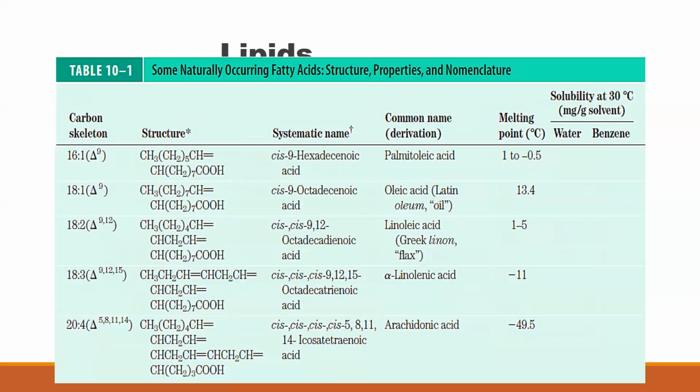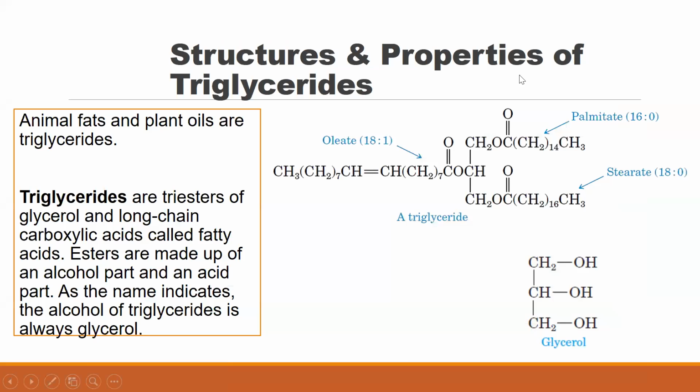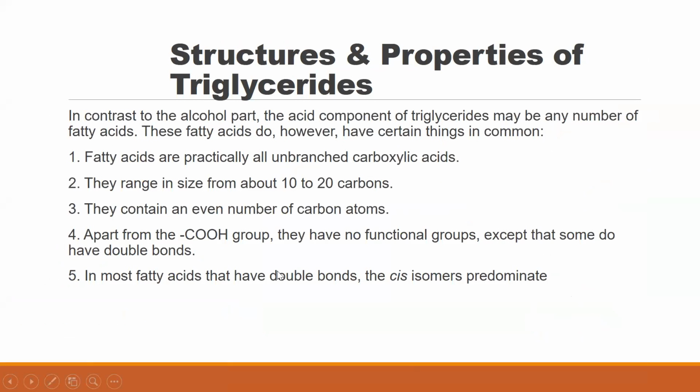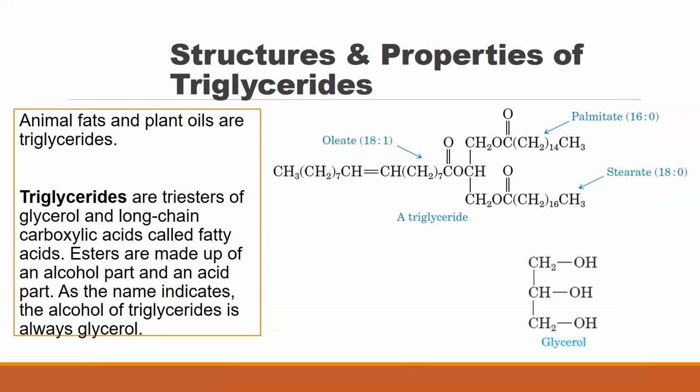Okay, we have the examples in the table, and our source of fatty acids actually comes from the triglycerides. Triglycerides are animal fats and plant oils. These are our source of fatty acids. They are triesters of glycerol and long-chain carboxylic acids called fatty acids. So here is the structure of our triglyceride.